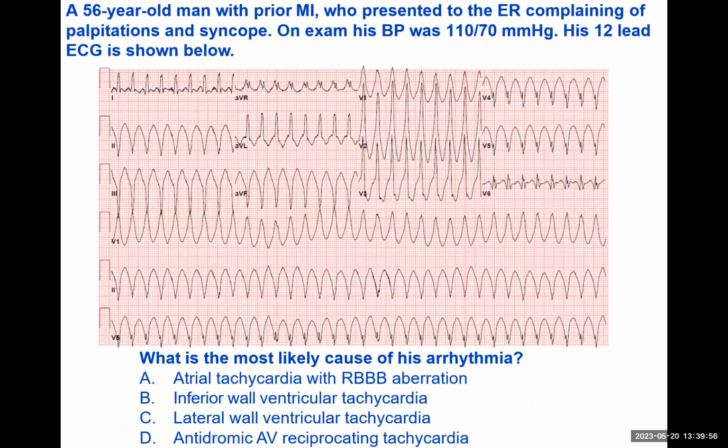This is a 56-year-old patient, the same patient I showed you earlier, with a previous history of myocardial infarction, and he's in the emergency room. We all got that it is ventricular tachycardia based on the history and the ECG criteria. But the question here is, what is the most likely cause for his arrhythmia? Is it atrial tachycardia with right bundle branch block? I think we excluded that. Is it inferior wall ventricular tachycardia, lateral wall ventricular tachycardia, or antidromic? So A and D, already from the first talk, we excluded, but can you tell where the source of this ventricular tachycardia is? Where is it coming from?